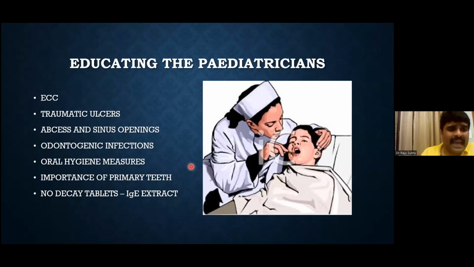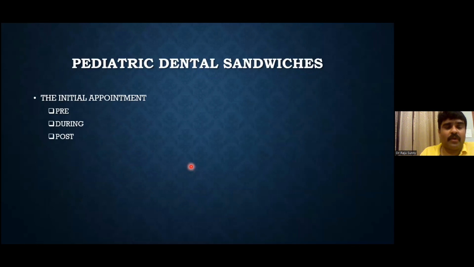Nowadays we have some immunoglobulin tablets, the no-decay tablets, which again can prevent dental caries. So it's all about education. Then I said your appointments are pre-treatment, during treatment, and post-treatment.